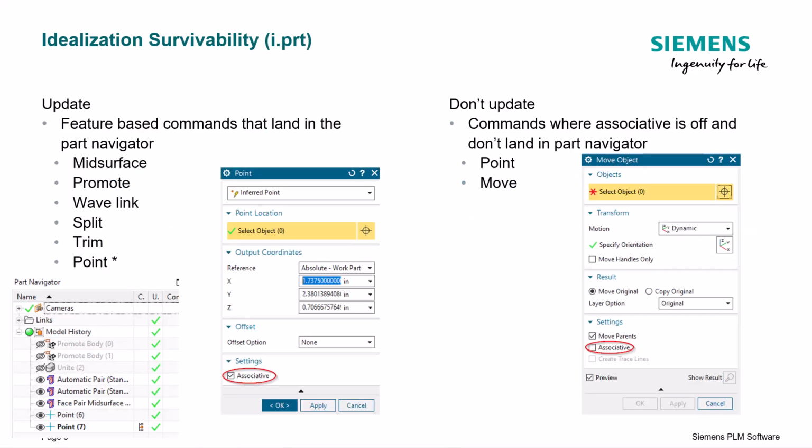In the IPart, most commands update, but some don't. Any feature created that lands in the part navigator will update. Mid-surface, split, and trim all update, but we need to be careful when creating points. Make sure associative is toggled on in the settings. Any command that does not land in the part navigator will not support a robust associative update.